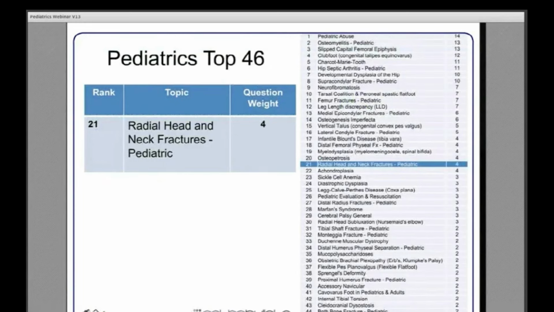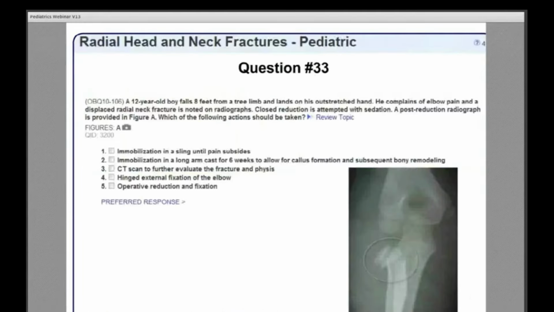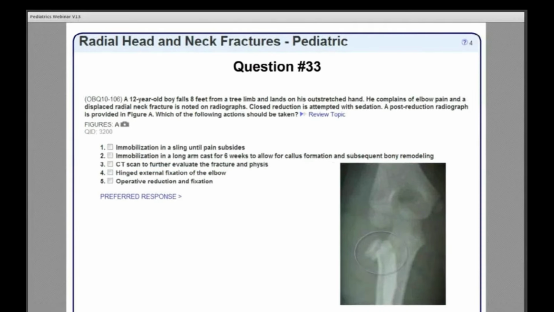The next question is radial neck fractures. A 12-year-old boy falls 8 feet from a tree limb and lands on his outstretched hand. He complains of elbow pain, and a displaced radial neck fracture is located on the radiographs. Closed reduction is attempted with sedation, and post-reduction radiographs are provided. Which of the following actions should be taken?